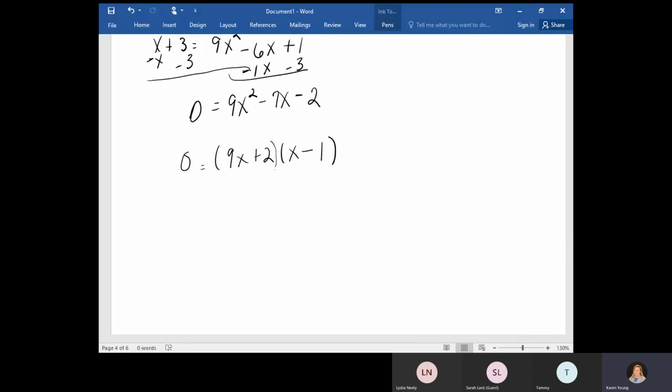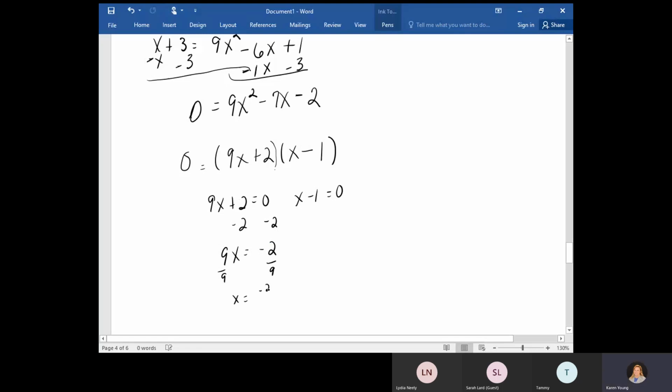So now I'm right back to where I was earlier. We set them both equal to 0. X minus 1 equals 0. So we're going to solve both of them for x. Divide by 9. X equals negative 2/9. Add 1. X equals 1. So negative 2/9 and 1.